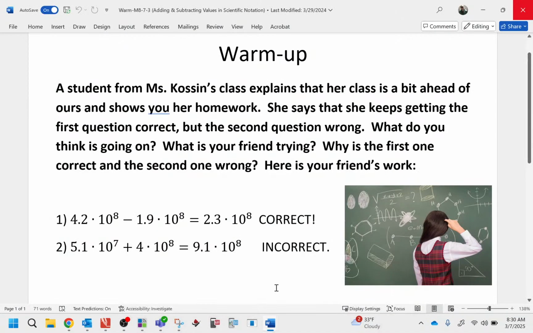You're going to pause this and work on this. A friend of yours is showing you her work and seeing that she's getting the first answer right and the second answer incorrect. What do you think is going on here? What's the difference? Let's see what we can figure out.